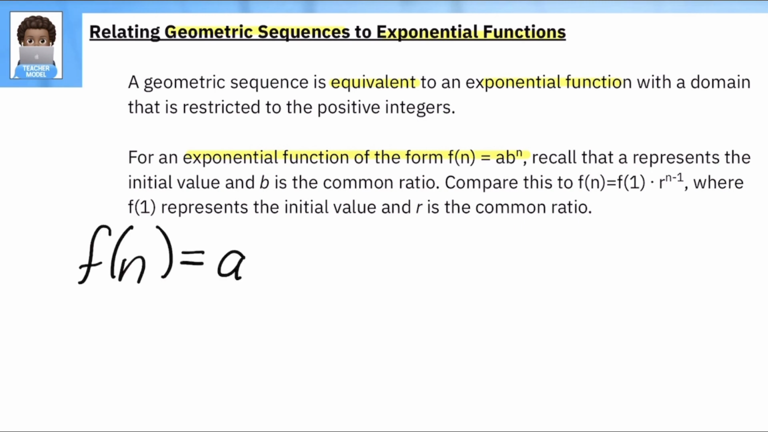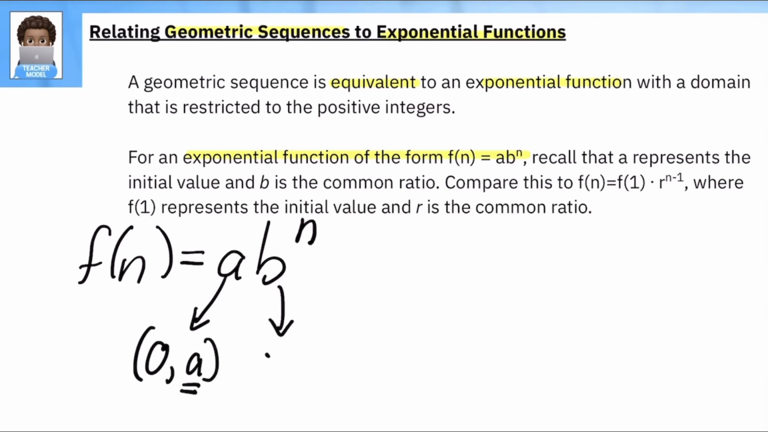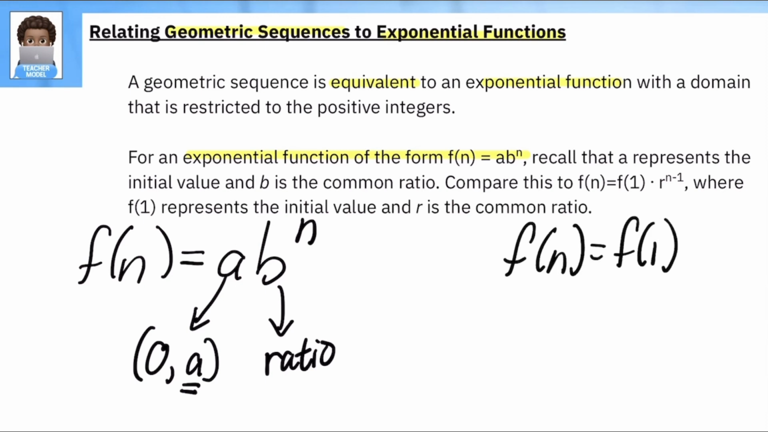is equal to a times b to the nth power, where a is that initial value when x is equal to 0. So 0, a, I'm going to put that in there. And b is our common ratio. And we know the n is a degree. Now, in our other form, we have f of n is equal to f when x is equal to 1.